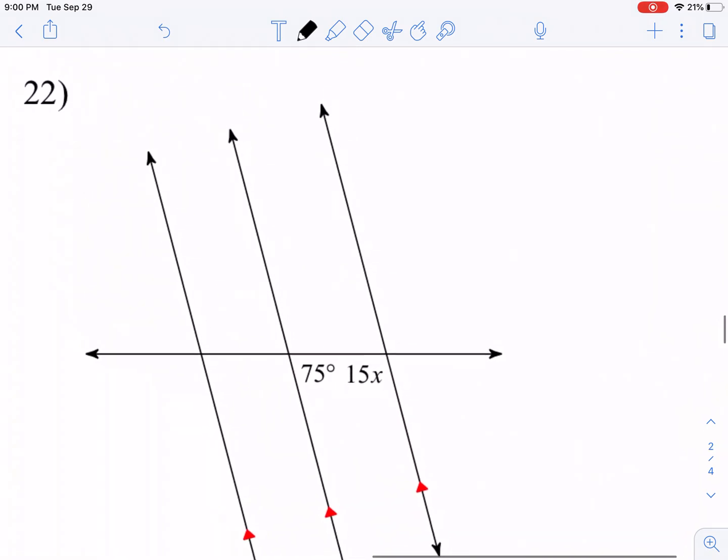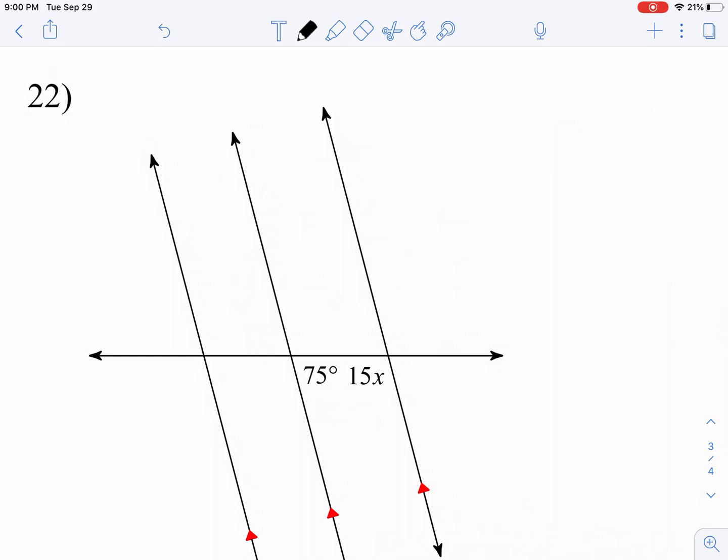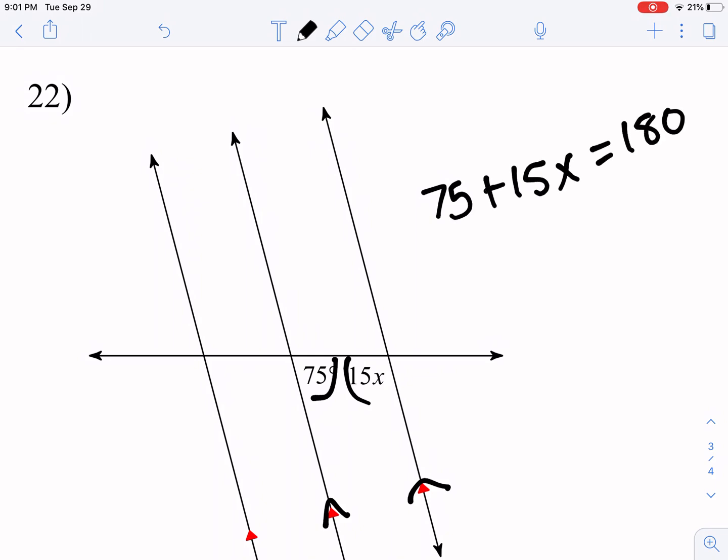This one would be a good one. So on the last example, we set them equal to each other because they were congruent angles. In this one, we have parallel lines, okay? What do we know about these guys right here? They're same side interior angles, right? What do we know about same side interior angles? They add to be 180. They're supplementary. So 75 plus 15x has to equal 180 degrees.